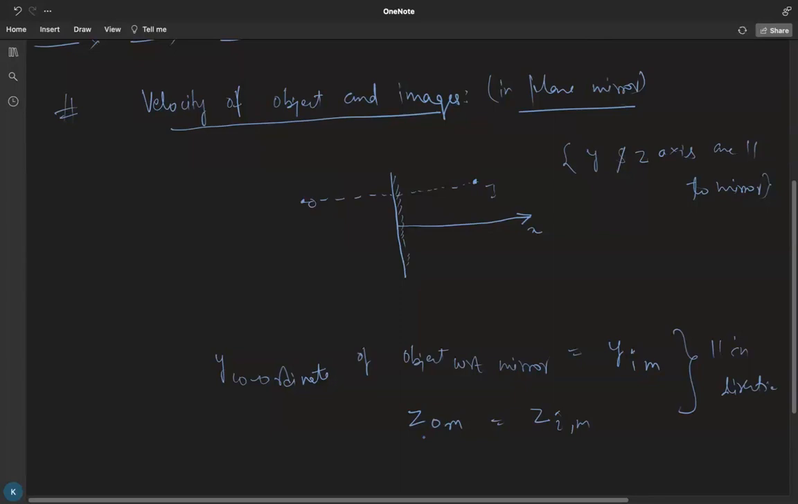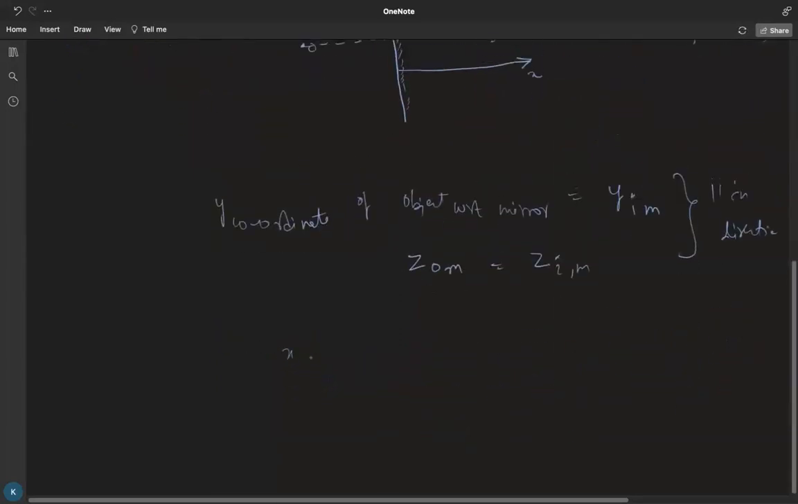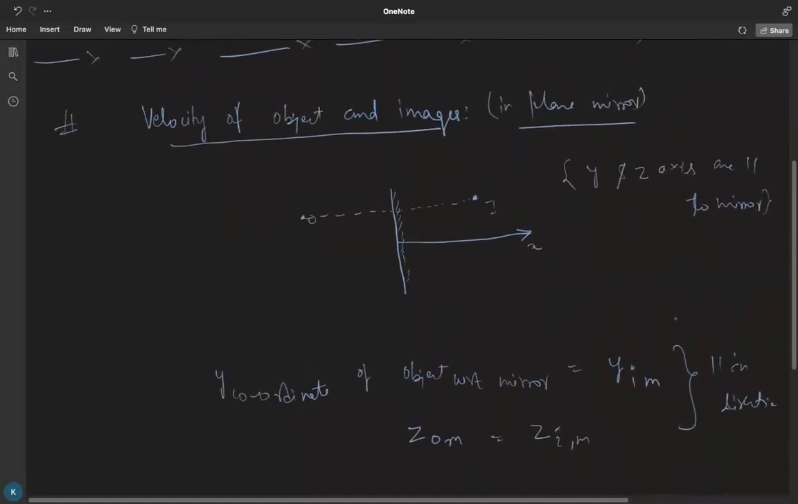Now, what about the x coordinate? The x coordinate of the object with respect to the mirror is equal to minus the x coordinate of the image with respect to the mirror. Why am I saying so? Because it is along the perpendicular direction. I hope it will be clear to you. अगर नहीं समझ में आ रहा तो मैं समझाता हूँ.